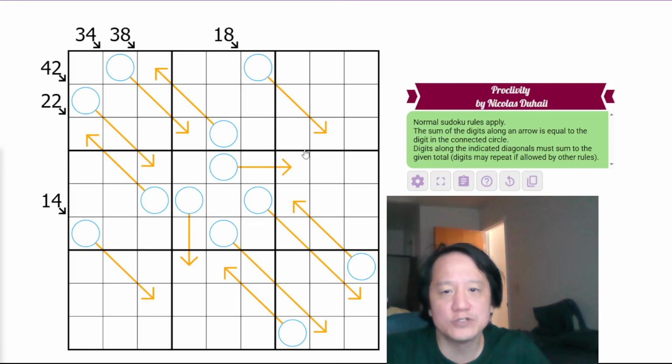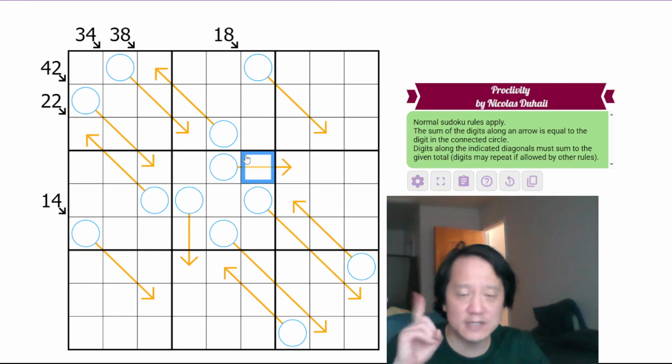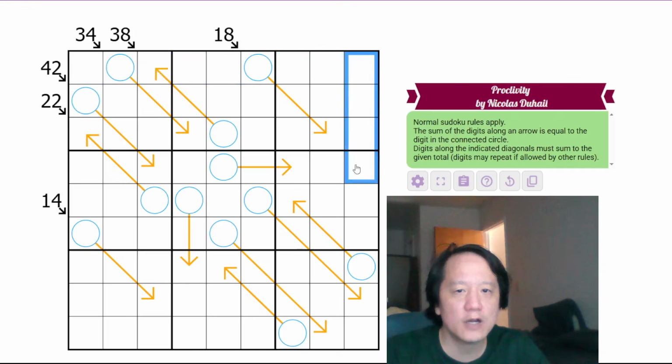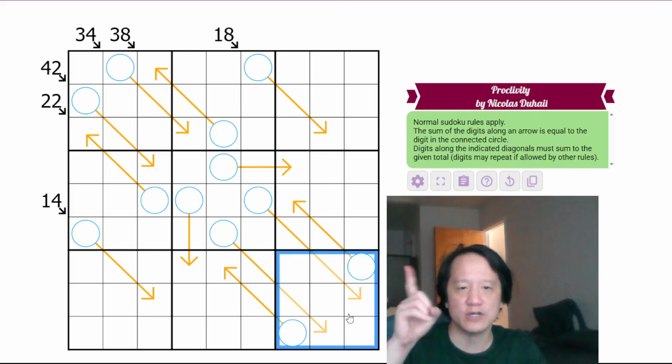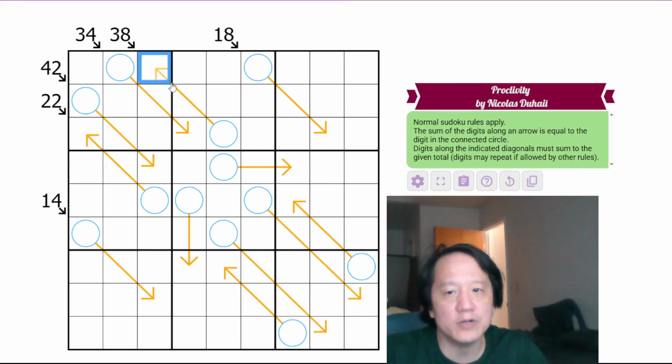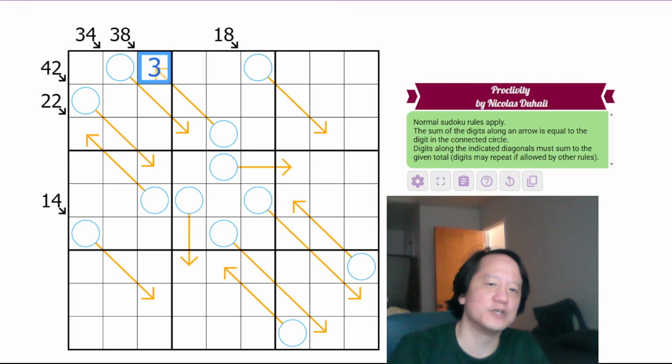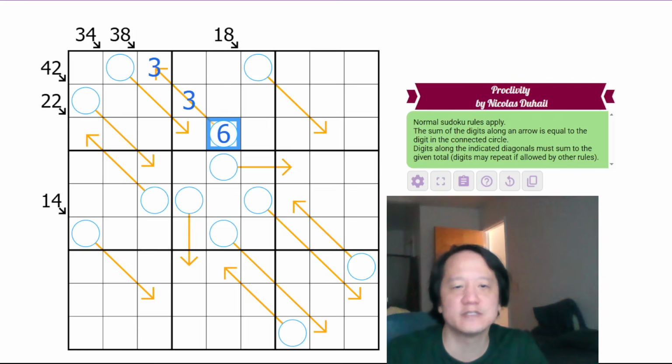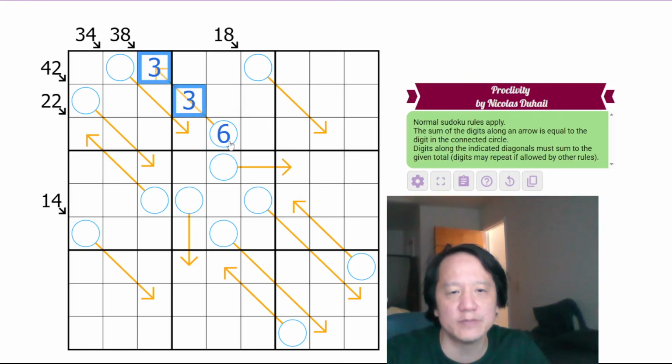Normal Sudoku rules apply, which means in every cell in the grid, place a single digit such that every row, column, and designated 9-cell region contains the digits 1 through 9 exactly once each. The sum of the digits along an arrow is equal to the digit in the connected circle. So, for example, if this were, say, 3 and 3, this would have to be 6, because the digits along the arrow must add up to the digit that's in the connected circle. And that's an example of how arrows work.